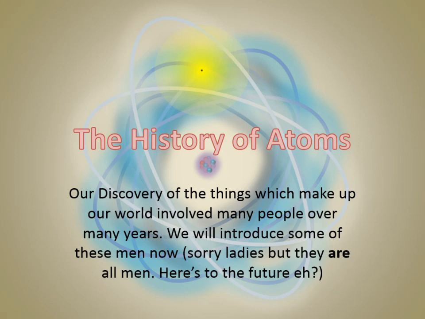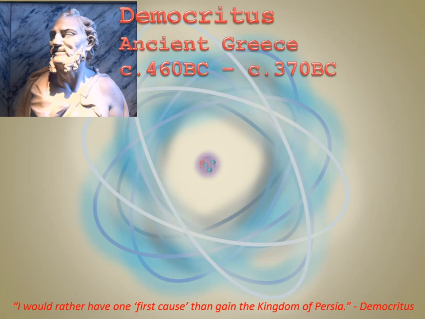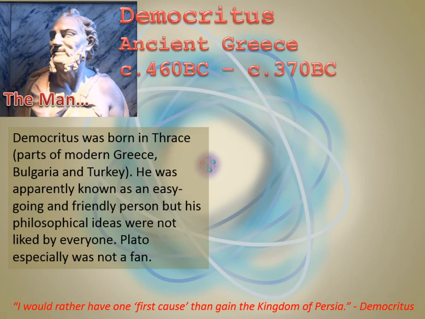So we're going to start with Democritus back in ancient Greece, and he was born in Thrace, which is an area that covers parts of modern-day Greece, Bulgaria, and Turkey. He was apparently known as an easygoing and friendly person, although we don't know that much about the pre-Socratic philosophers. However, his ideas, although influential in his day, were not liked by everyone. Plato, one of the most famous philosophers of ancient Greece, especially was not a fan of Democritus.